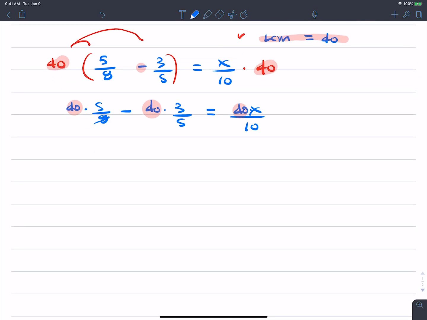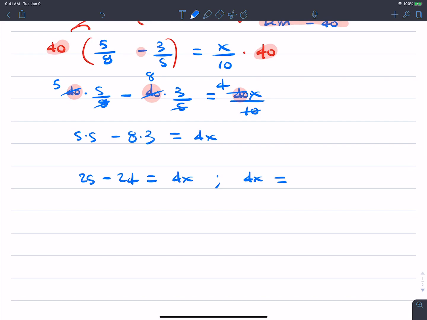Because 8 goes into 40 how many times? I gave you the answer. 5 times. 5 goes into 40 how many times? 8. 10 goes into 40 how many times? 4. So you end up with 5 times 5 minus 8 times 3 is really 4x here. And 5 times 5 is 25 minus, what's 8 times 3? Is that 24? And that's 4x. And so, ladies and gentlemen, we end up with 4x going to equal, what's 25 minus 24? Is that 1?